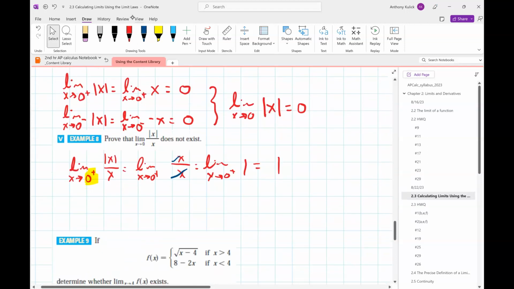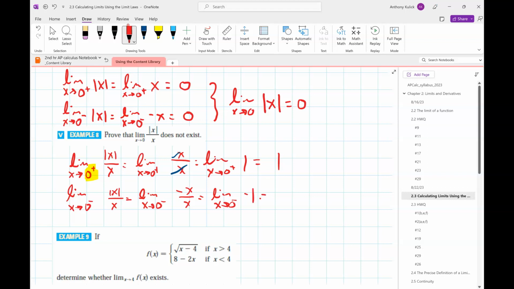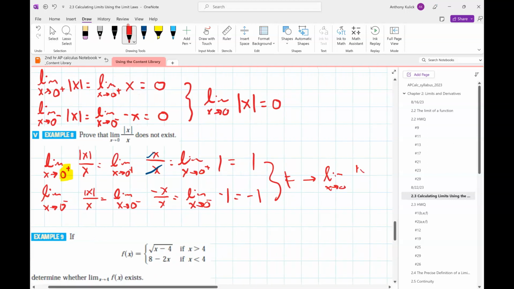So again, I'm using that definition because I'm going to go from the left and from the right. Here, because I'm approaching from the left, I'm looking at values that are less than 0. I can replace the absolute value of x this time with negative x. So negative x over x reduces to negative 1. And since the left-hand limit and the right-hand limit don't agree, this limit does not exist.